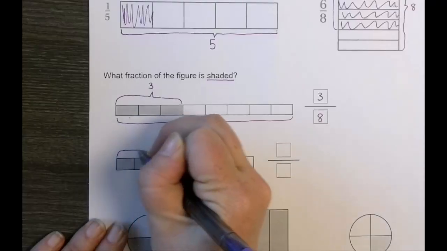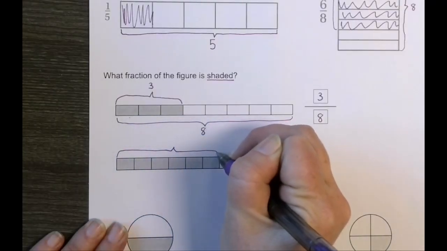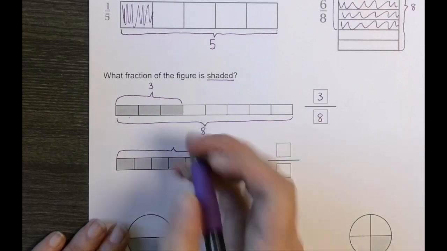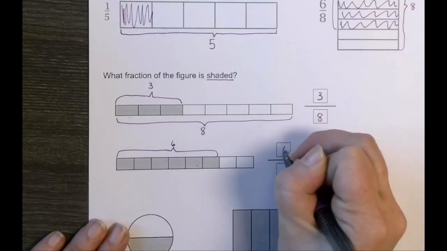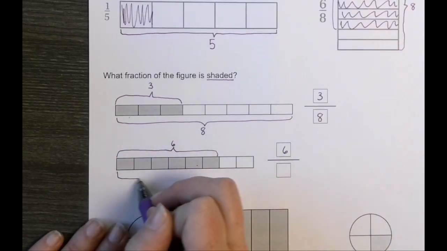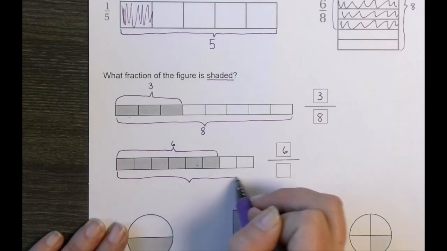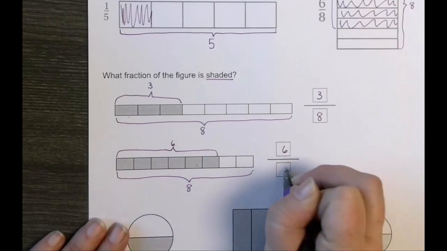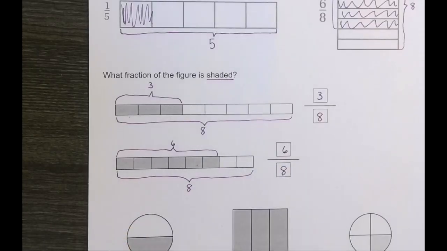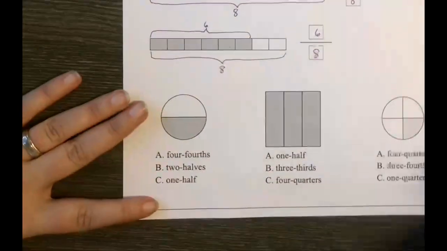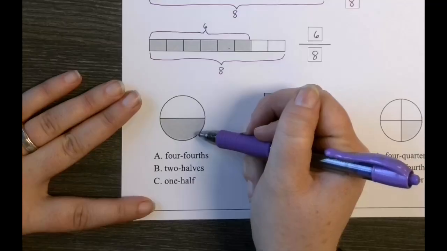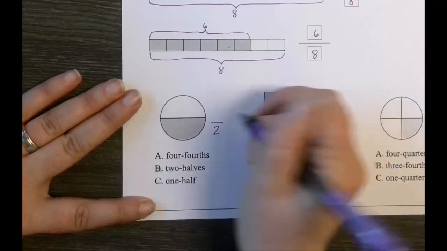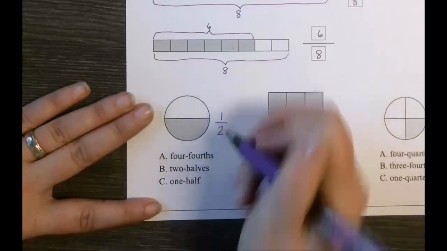Numerator, in this case, is looking for shaded. So 1, 2, 3, 4, 5, 6. It's my top number. And then I have 6 plus 2 is 8. 8. Bottom ones. 1, 2. So that means I have 2 as my denominator. I have one of those filled in, 1/2.